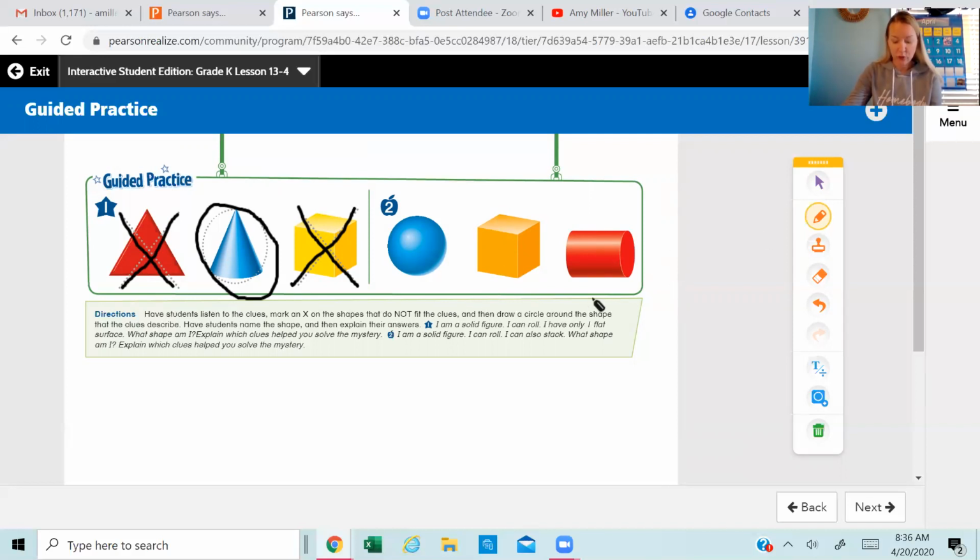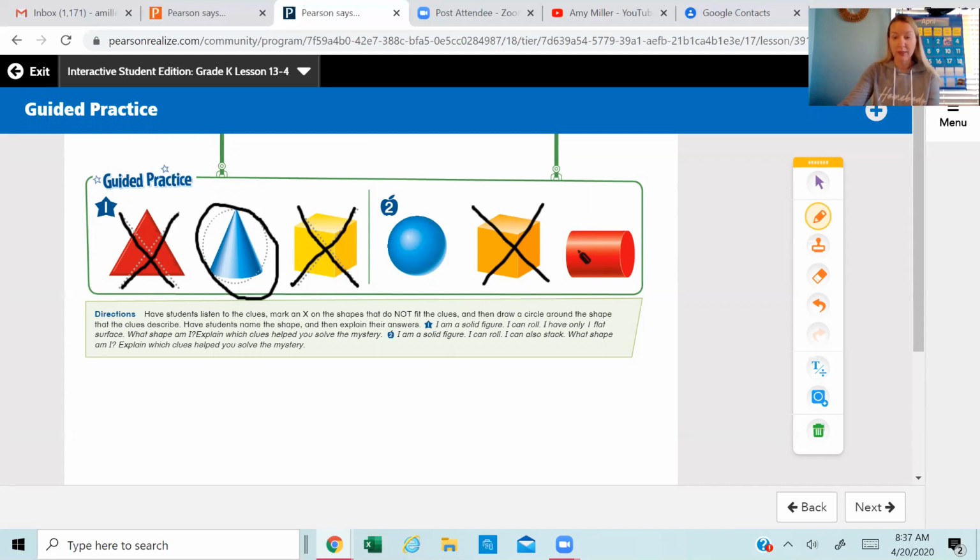Number 2, they didn't do it for us, so we have to use the clues to figure it out. The first clue is I am a solid figure. Is a sphere solid? Yep. Is a cube solid? Yep. Is a cylinder solid? Yep. So we cannot cross anything off based on the first clue. The second clue, I can roll. Can a sphere roll? Yes. Can a cube roll? Nope. So we can cross off the cube. Can a cylinder roll? Yes. So it's either the sphere or the cylinder.